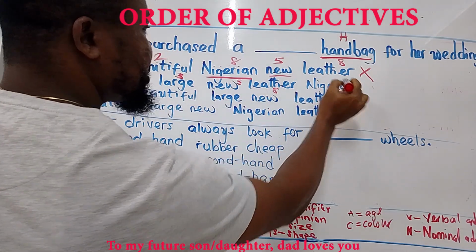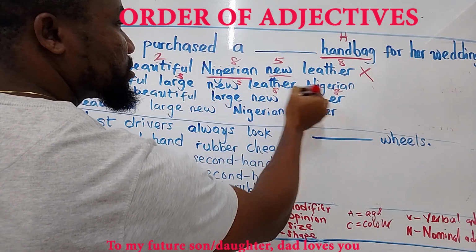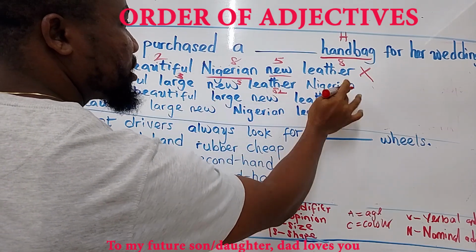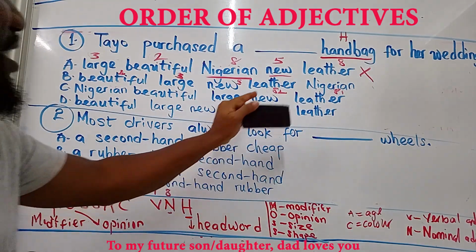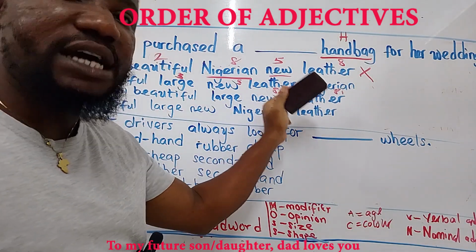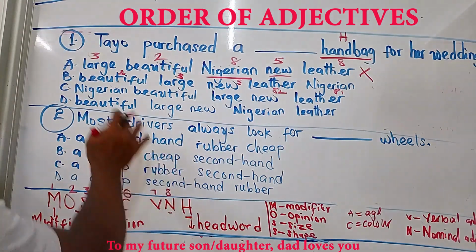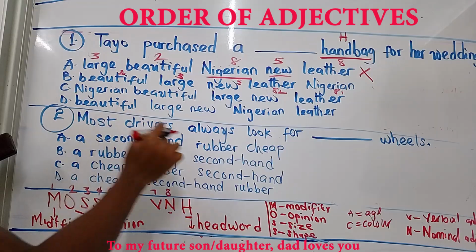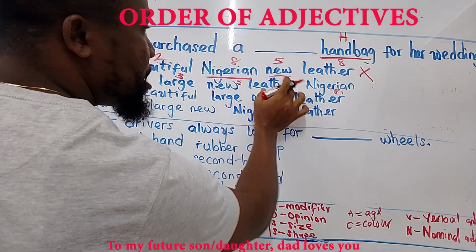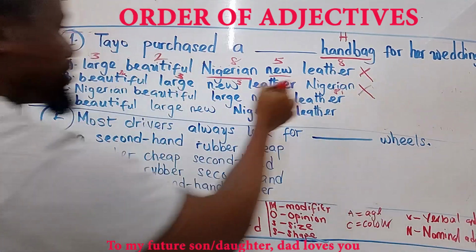But the problem is here. This should be 8, 1. This should be 8, 2. And this should be 8, 1. Did you see that? Leather shouldn't come before Nigerian. Nigerian should come before leather. So this option would actually have been correct, but it is wrong because of the ordering of leather before Nigerian. So this option is equally wrong.